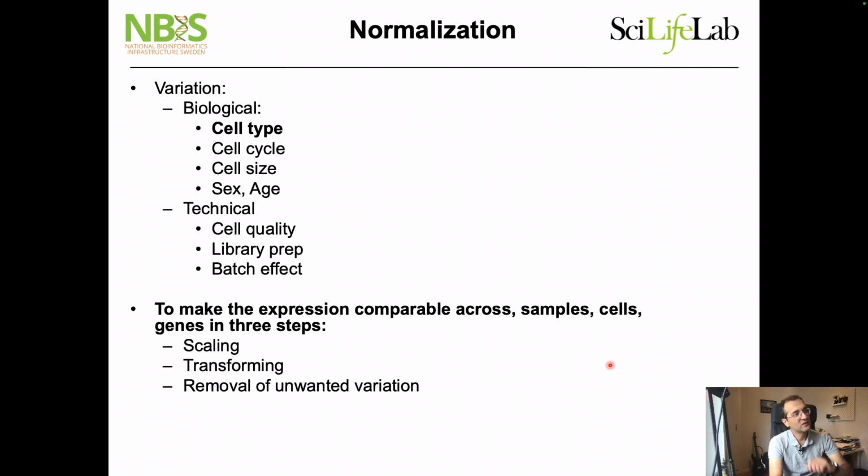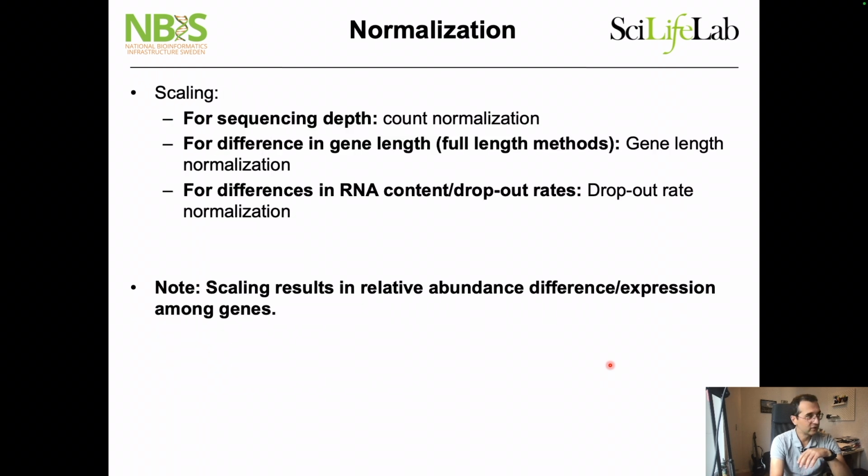The normalization is a very important part of this workflow, because what we are interested in is to capture the biological variation, in particular cell types. But there is technical variation as well, which we may not have direct control over, and we can control that by other means, which I will come back to when we talk about data integration. But all in all, in normalization, the idea is to make the expression comparable across samples, cells, and genes. And we do that by scaling, transforming, and removal of unwanted variation.